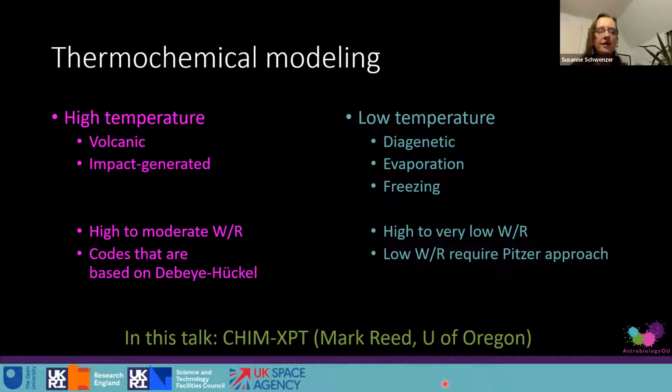So what can we model? Well, basically, if you take the overall amount of codes. We can start with metamorphic things. We can start with melting and crystallization.